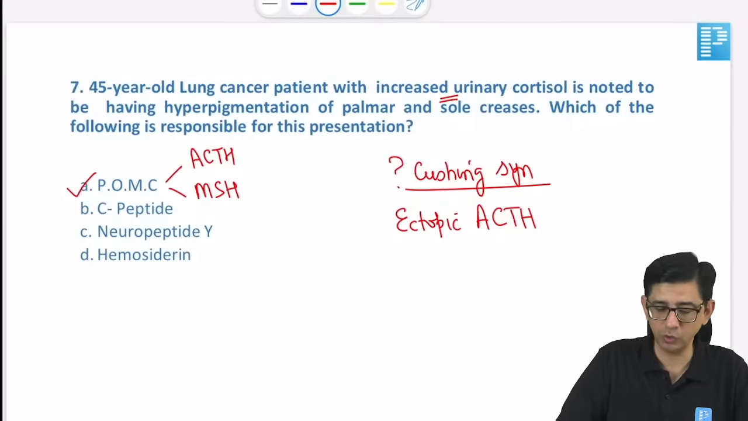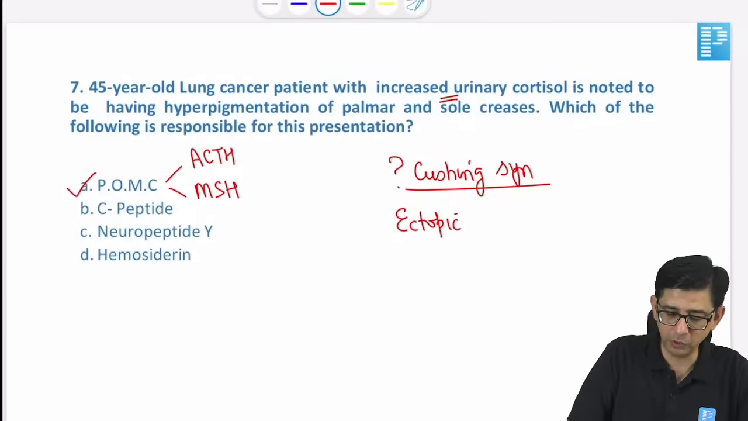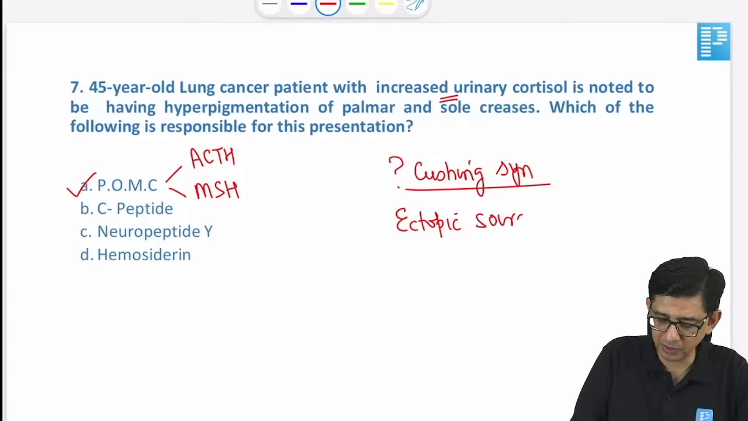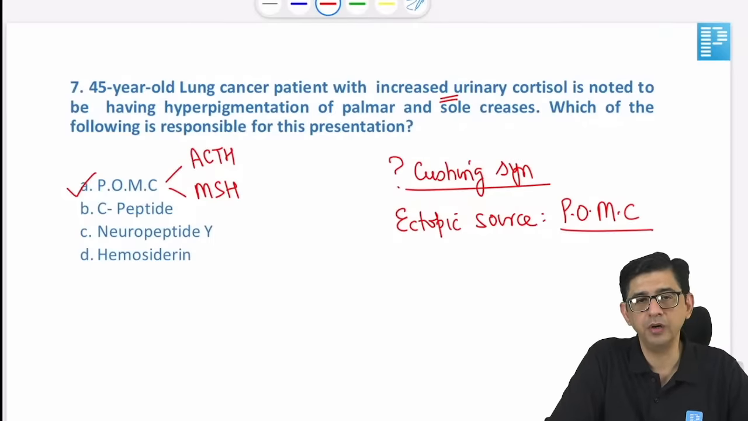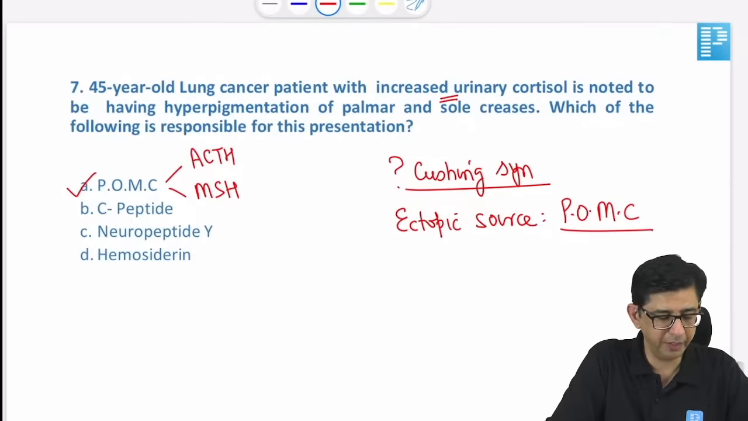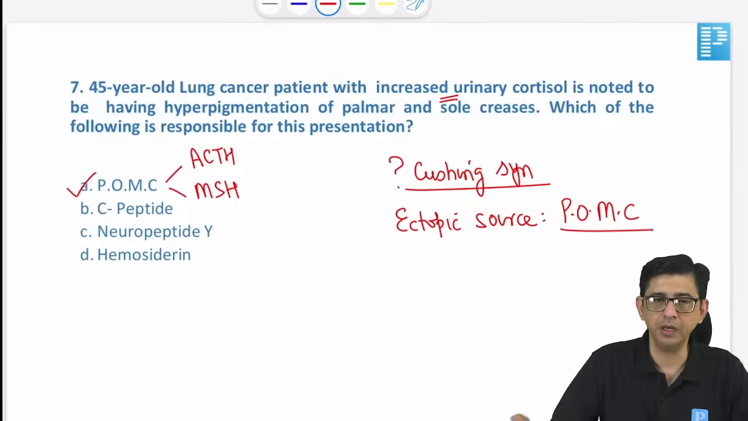The ectopic source, the lung cancer in this case, is producing POMC. The POMC is then going to cleave into two products, and it's going to contribute to the development of melanocyte stimulating hormone manifestation, and subsequently that hyperpigmentation of palmar and sole creases would be seen in this case.